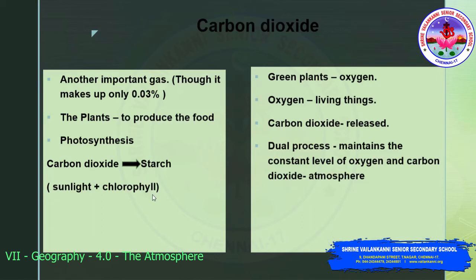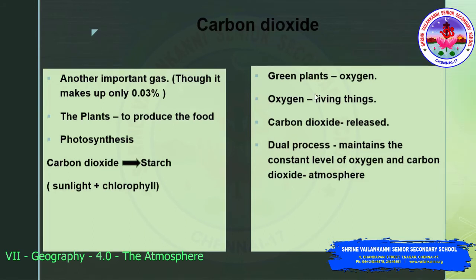The green plants give out oxygen during photosynthesis, and this oxygen is taken up by living things and the carbon dioxide is released. This dual process ensures that the amount of oxygen and carbon dioxide in the atmosphere is always balanced and constant. So what happens when we cut down trees? This natural balance is totally affected.